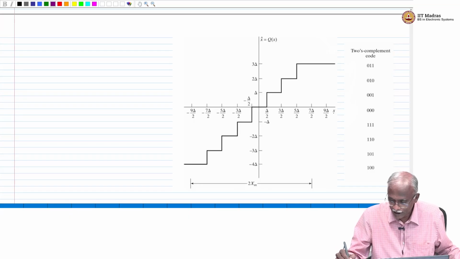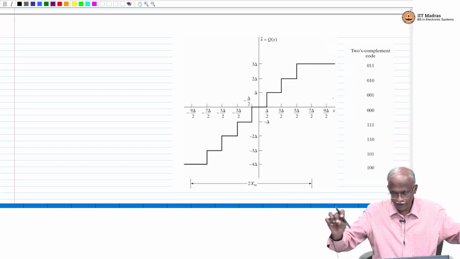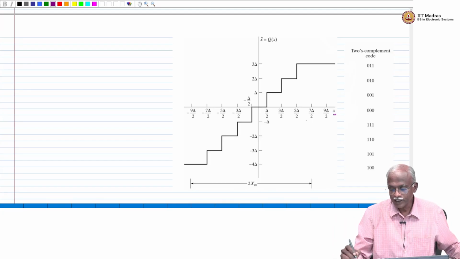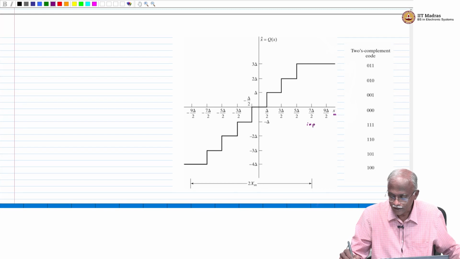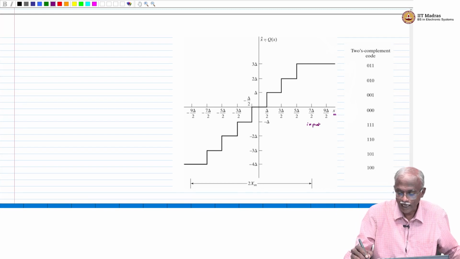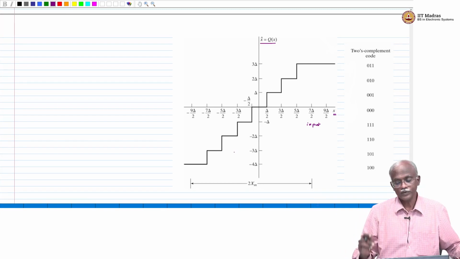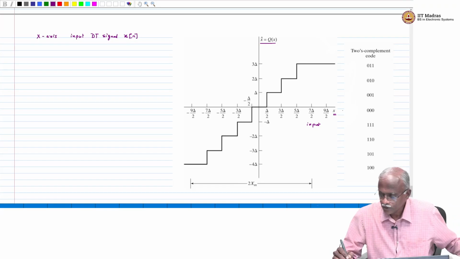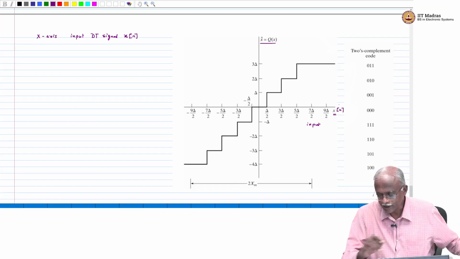Okay. Now let us quickly take a look at how the quantizer is supposed to work. Assume that the discrete time sequence input is on the x-axis, and the output is the quantized value. So the x-axis has the input discrete time signal x of n.